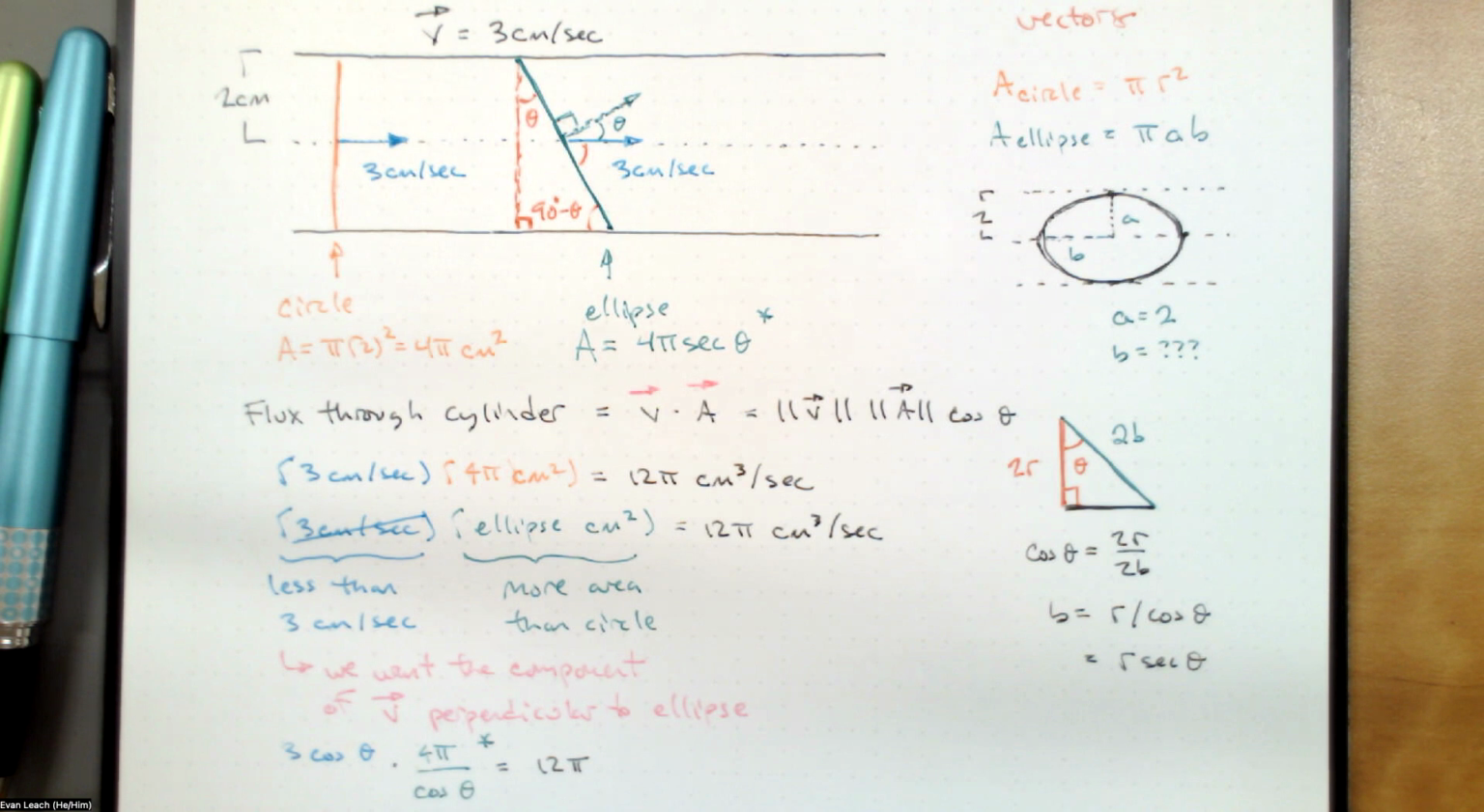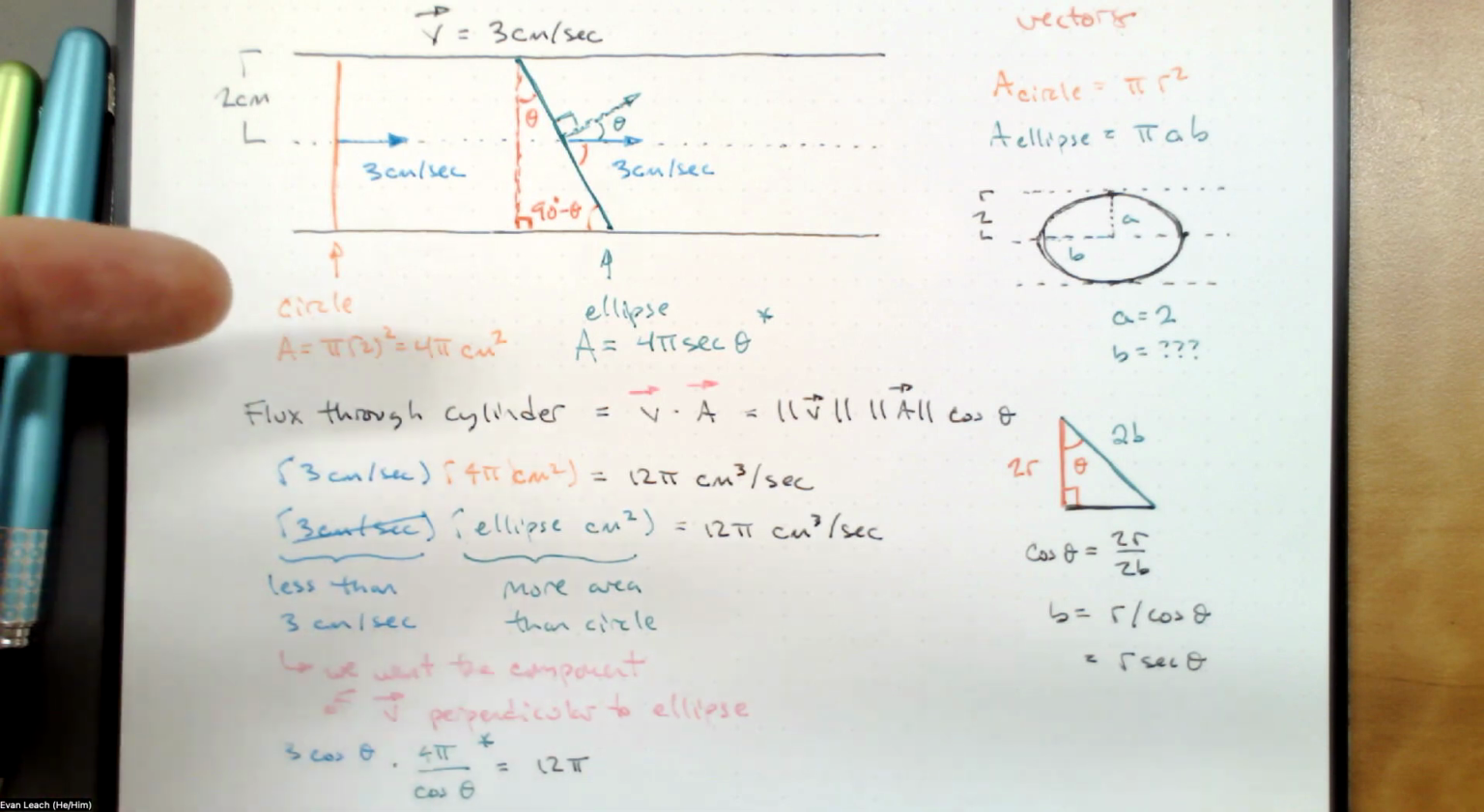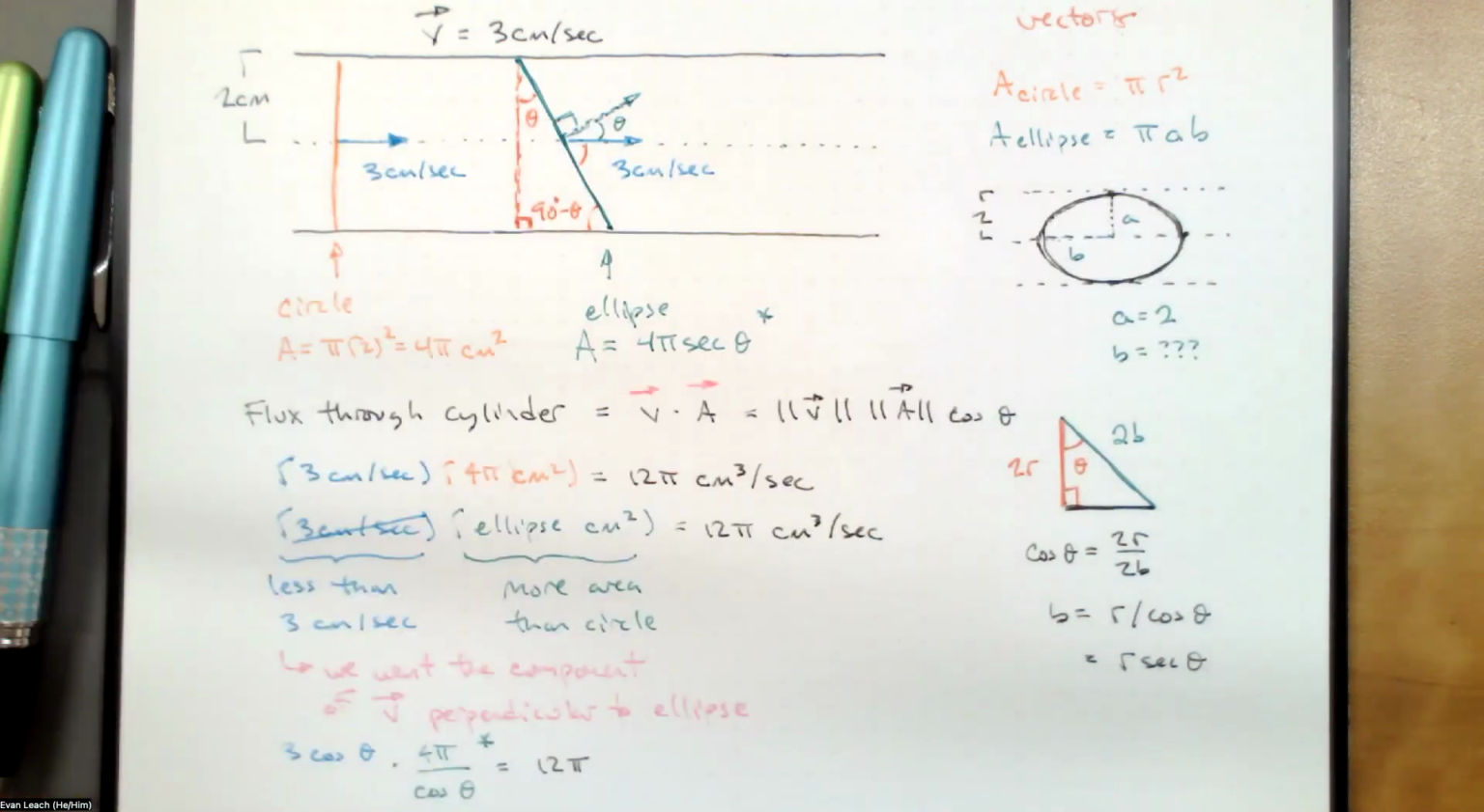This fits in with how we multiply. I want to calculate the velocity flowing through this surface. I need to know what portion of that velocity is flowing perpendicular to the surface. It's not that it's 3 in this direction. It's that it's 3 secant theta perpendicular. We need the component of the water flowing perpendicular to the surface.